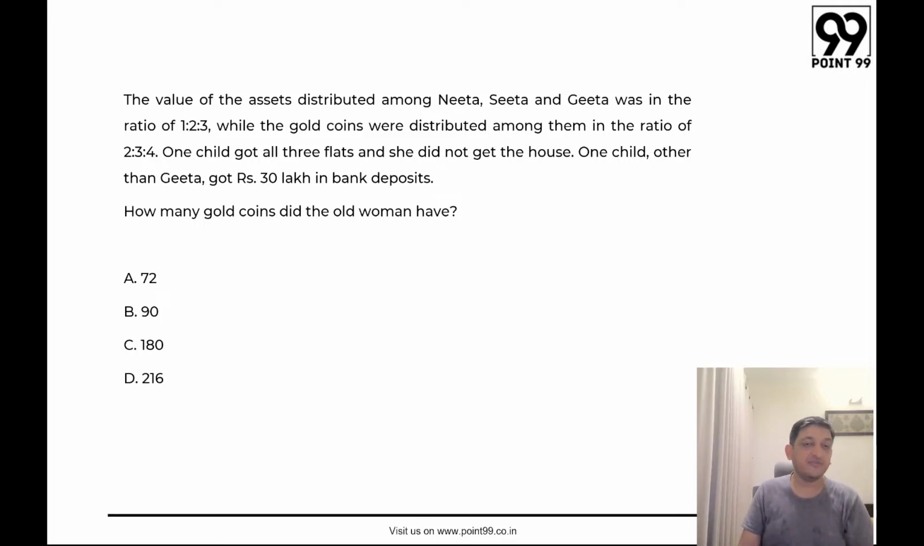Now we have additional information here. The value of the assets distributed among Neeta, Sita and Geeta was in the ratio 1:2:3. तो assets तो same ही रहे ना, सारे के सारे assets. Assets कितने थे? 210 plus 6x, because 6x was the amount of gold that was there. Assets तो same ही रहे, whereas the gold coins were distributed among them in the ratio 2:3:4. So 9 parts.